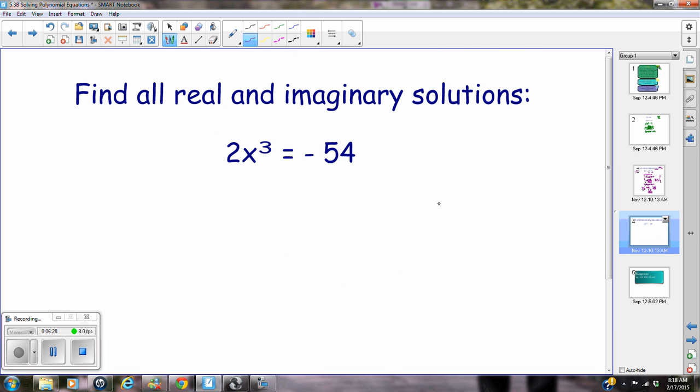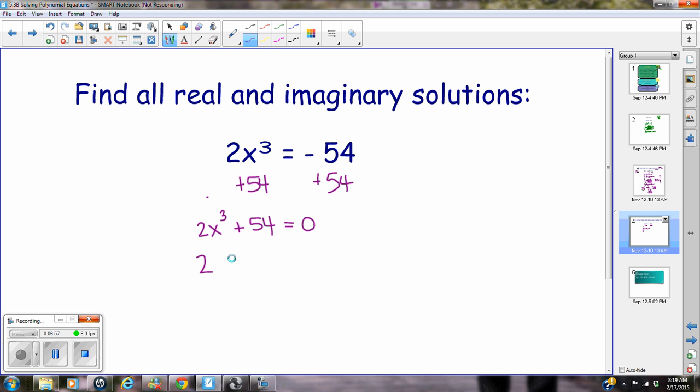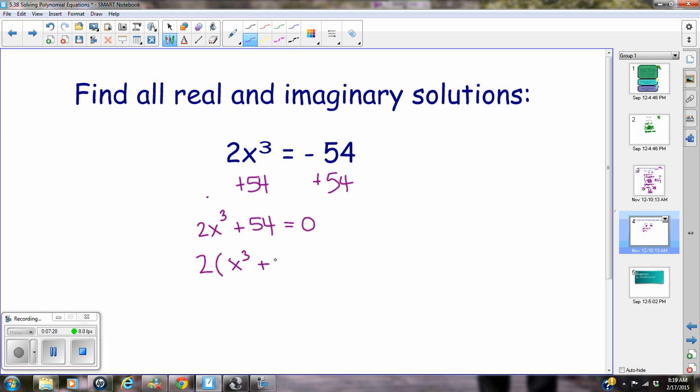Okay, last one. Find all real and imaginary solutions. Again, we know that this has to equal 0. So we get 2x cubed plus 54 equals 0. And then we just need to factor. Remember, step number 1, look for a GCF. So they both have a 2 that goes into them. So I get 2 times x cubed plus 27 equals 0.